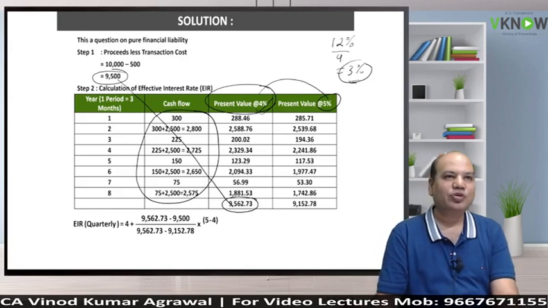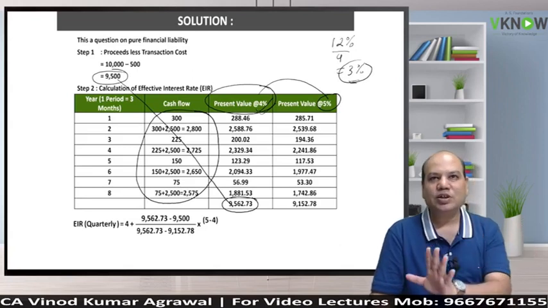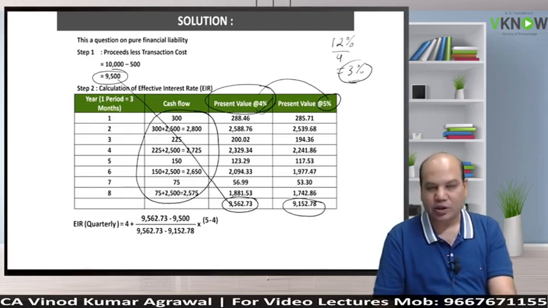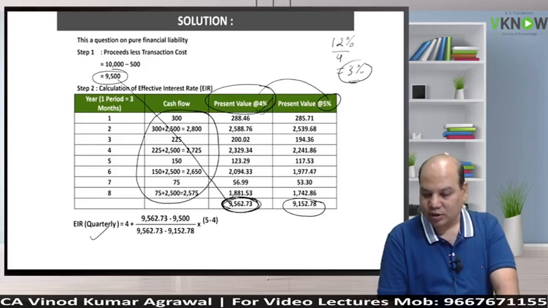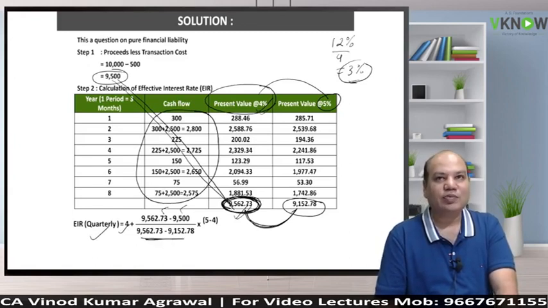Closer these two rates, more accurate is your answer. If the two rates you are using for applying interpolation are close, the answer is more accurate. At 5% you found it is 9152.78, then we will apply the formula of effective interest rate. It will give me the quarterly effective interest rate. So how do I compute it? At 4%, my present value is 9562.73. Then I will take the difference between these two numbers, and in the denominator the difference between these two numbers. That is how the interpolation technique works. You must have done it, and multiply by the difference between the two rates.